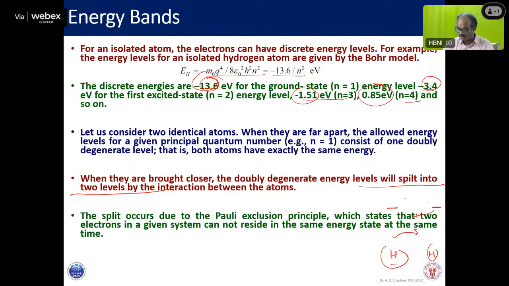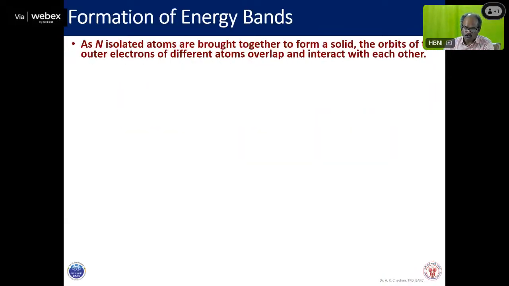Now we will go ahead and see how the bonds are actually formed in a solid, and that too qualitatively. So far we have seen only 2 atoms. Now let us imagine many atoms. Many atoms means, can you imagine how many atoms there are in any solid you have in front of you?